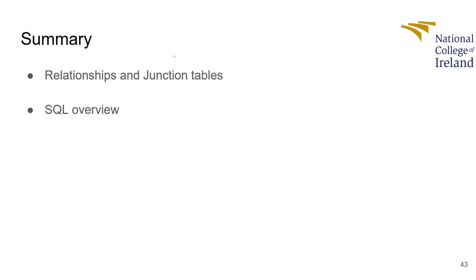So in summary, we have talked about relationship junction tables, and the main thing about junction tables, which we can see from last week's lab, is that it converts one many-to-many relationship to two one-to-many relationships. And we also saw a quick overview of SQL. So that is it.